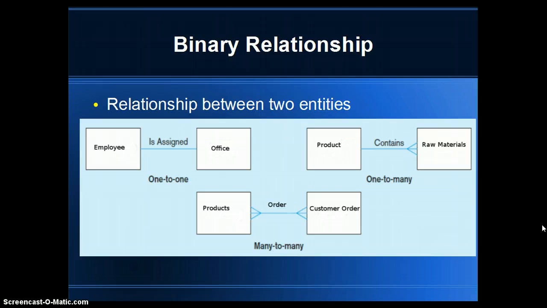Binary relationship is two entities. Here you can see the employee entity and the office entity. Employee is assigned to one and only one office. Here, one product uses many raw materials, and raw materials go into one product. Here between products and customer order, you can see many products can be in many customer orders, and a customer order can have many products.